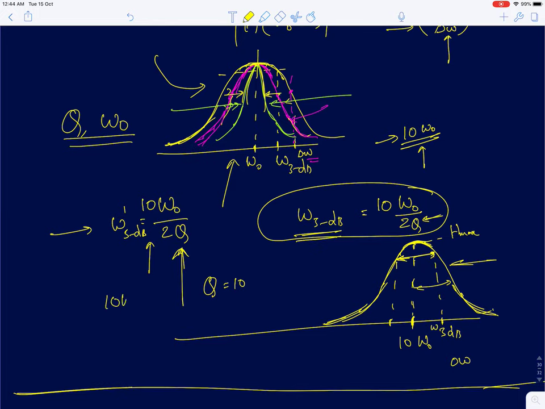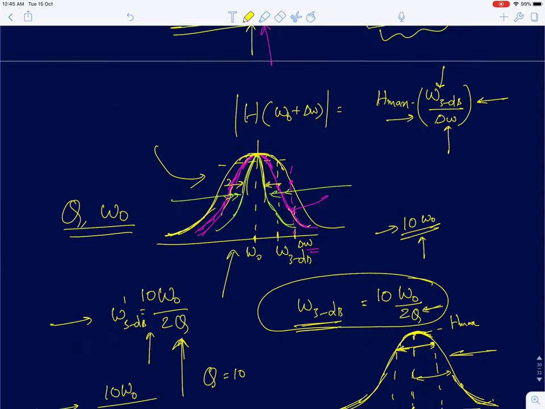I'll just keep the 3 dB frequency same. In this equation, we can see that to keep the 3 dB frequency same, you just have to increase your Q also by 10 times. So the ratio will remain the same. It will be 10 omega naught plus omega naught by 2Q and 10 omega naught minus omega naught by 2Q. That will be your 3 dB frequencies. Which means to get the same rejection at a certain frequency offset at a higher resonant frequency, you need to have a higher Q. That's what the mathematics is telling us. By using the analysis using a low pass filter, we can very easily see that.